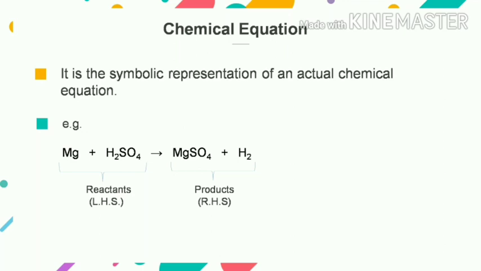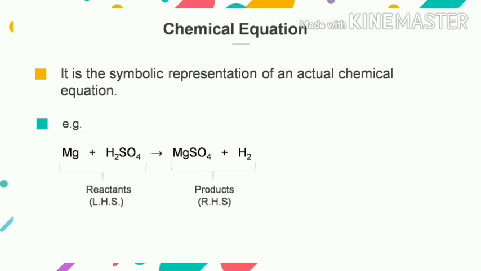Then the symbols and the formulae of the products are written on the right hand side and these are also separated by plus sign. For example, in this reaction, magnesium sulfate and hydrogen are the products. So these are written on the right hand side of the equation and these are separated by plus sign also. Then the two sides of equation, the reactants and the products, are separated by an arrow pointing towards products.